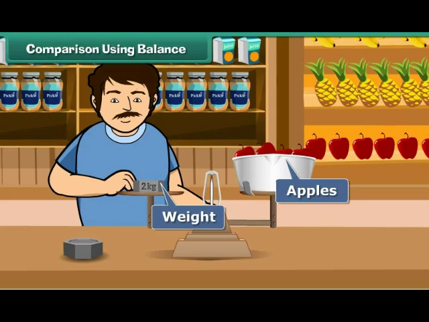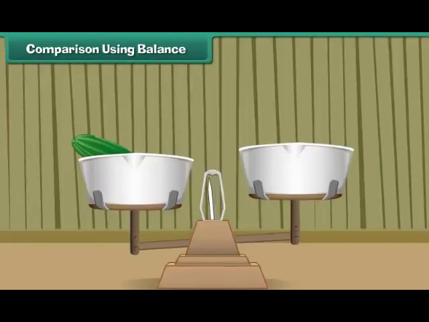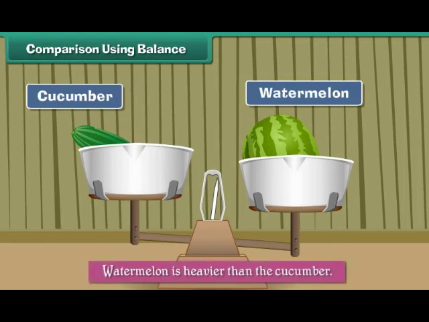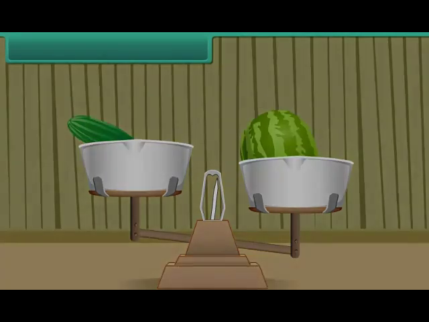Let us see how. Place a cucumber on one side and a watermelon on the other side of the balance. The side that has watermelon goes down. It means that the watermelon is heavier than the cucumber.